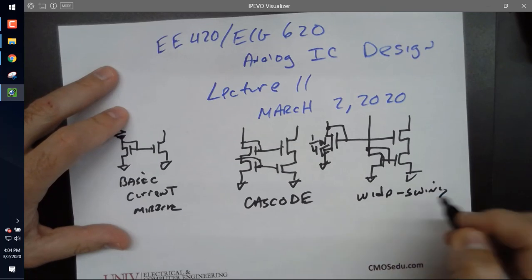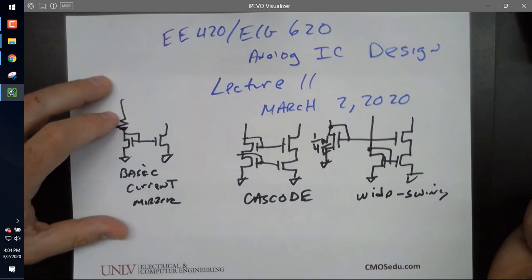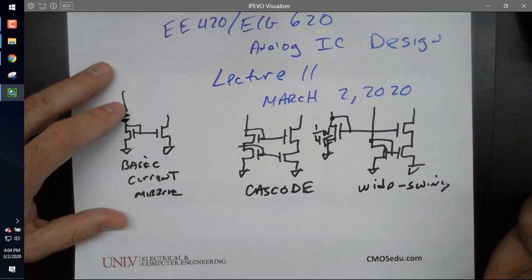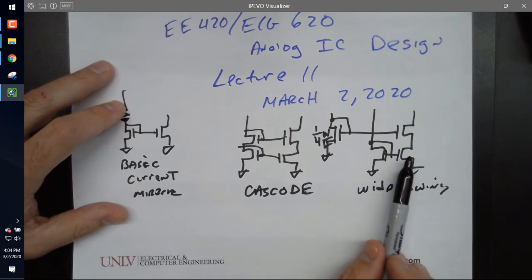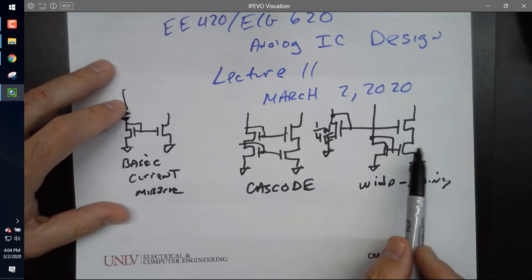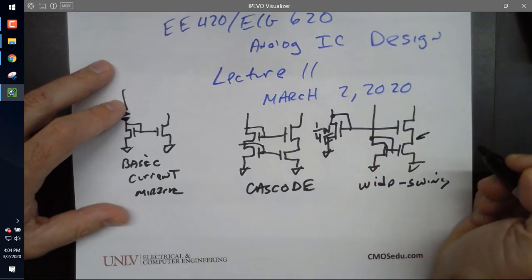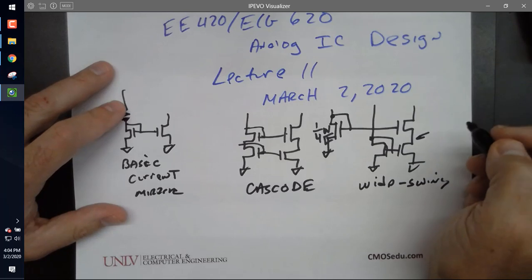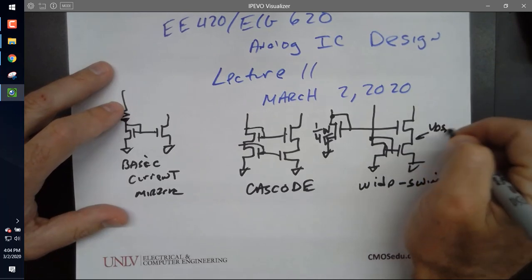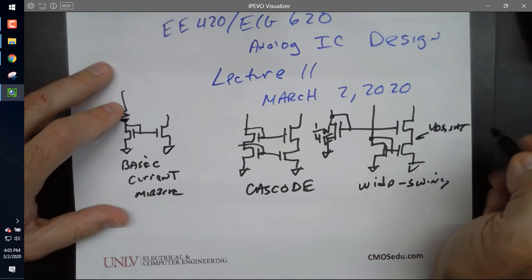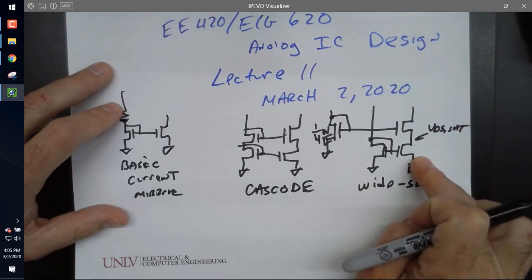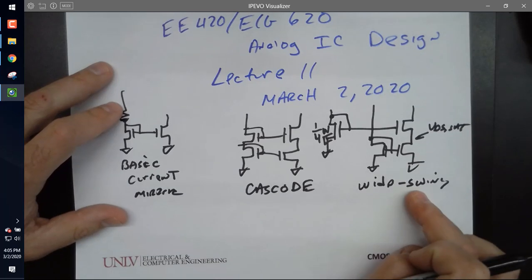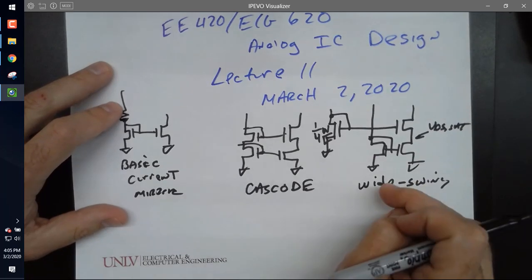And what was the issue with this? This current didn't match well with this one because this VDS was pinned to what? VDS sat. But this one is VGS, so this current was higher than the current over here. So this is the wide swing, but the currents don't match well.